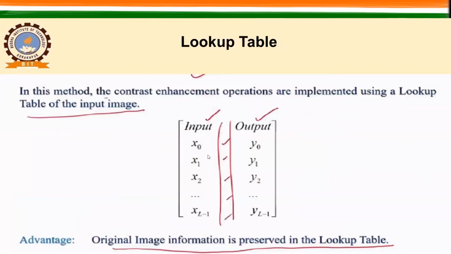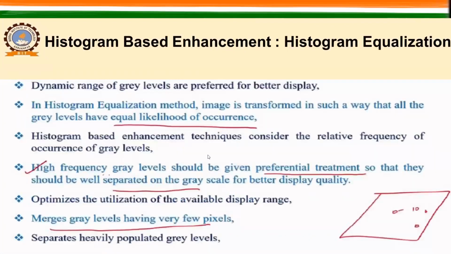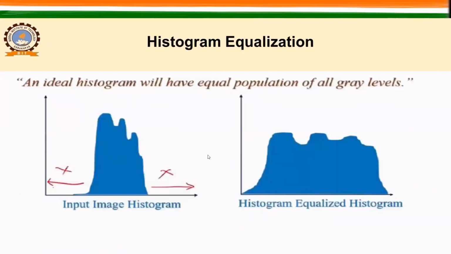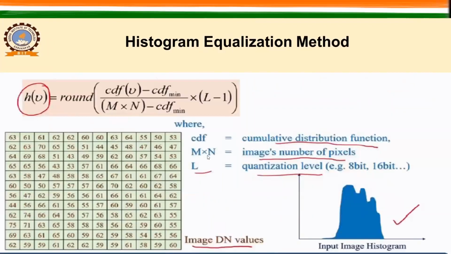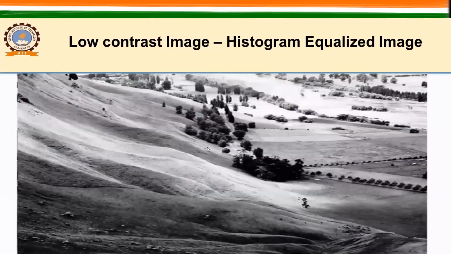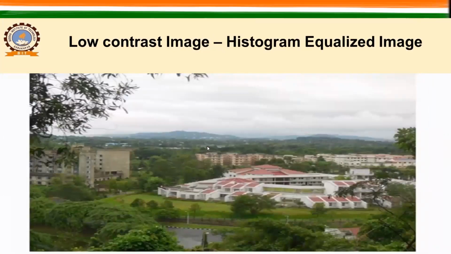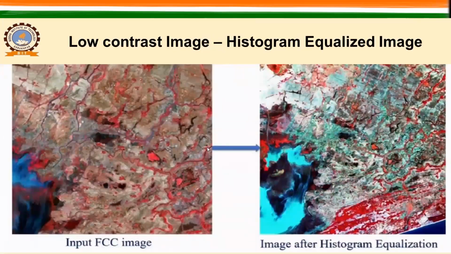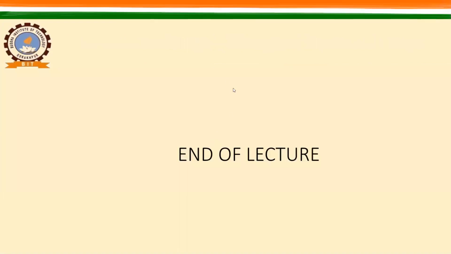Then we have seen the lookup table. So in this method, the contrast enhancement operations are implemented using a lookup table of the input image. Now we have the histogram based enhancement, that is the histogram equalization. Dynamic range of gray levels are preferred for better display. Then an ideal histogram will have equal population of all gray levels. Then you have histogram equalization method. Then we have the low contrast image, histogram equalized image. And this is histogram equalized image. Once again, these were the examples. So this actually brings to the end of the lecture of the part 2.